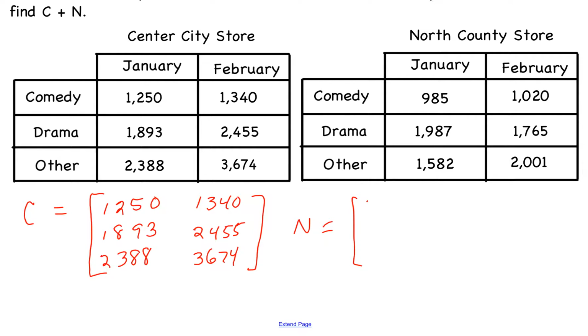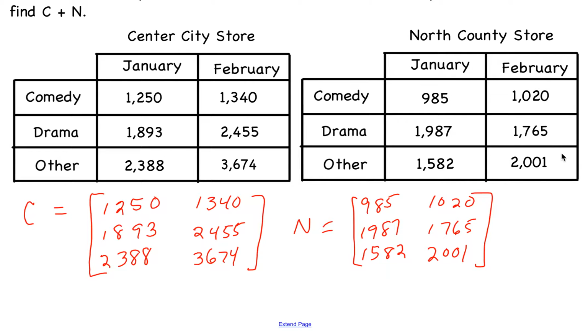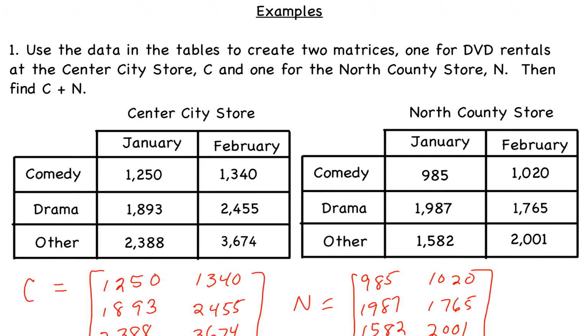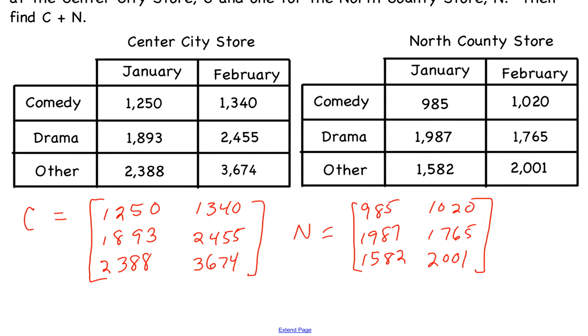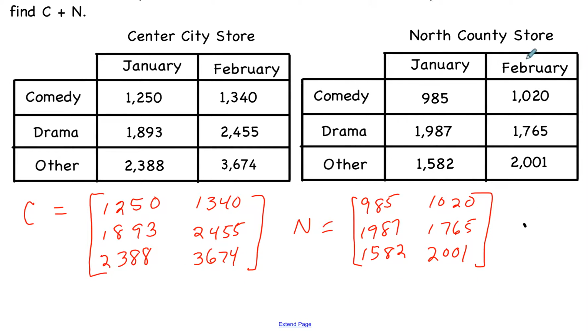And then matrix N has these elements. 985 is row 1, column 1, 1987, 1582, and then column 2 is 1020, 1765, and 2001. So there you have the 2 matrices. Then the problem said, find the sum of those 2, right? It said find C plus N.